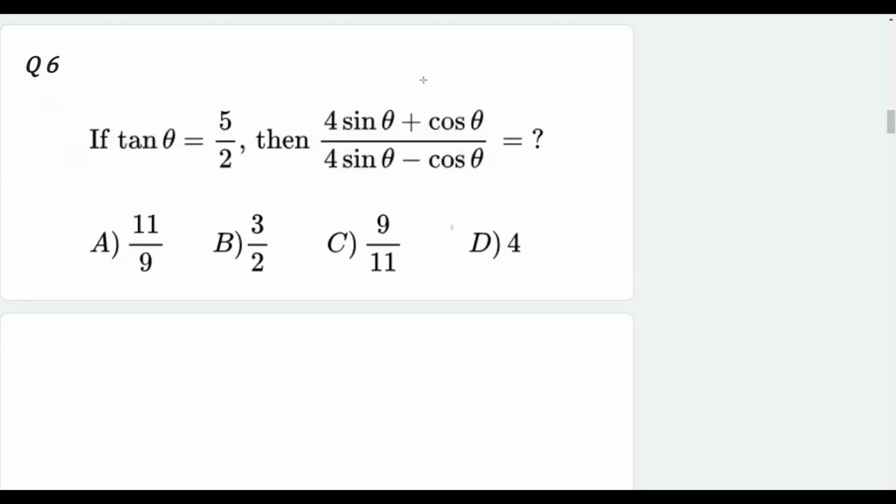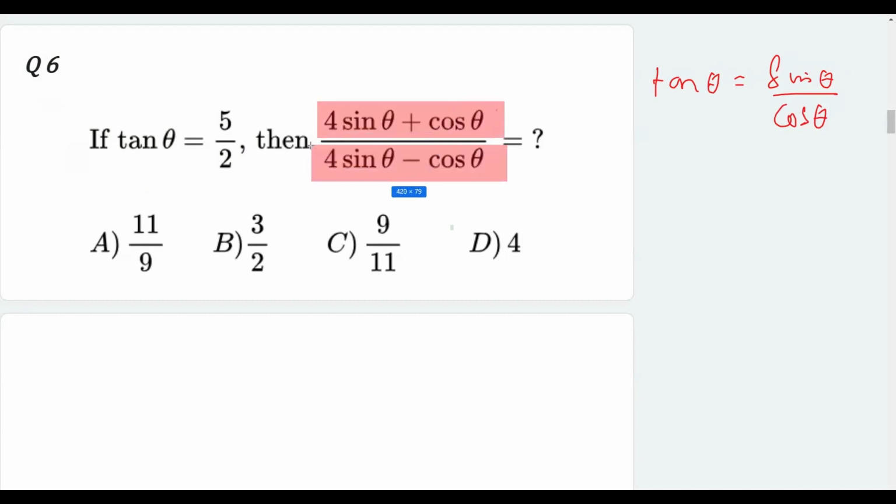Now check here, we know the relation for tan theta. Tan theta is equal to sine theta over cos theta. So we are going to use this relation here. What I can do is divide the numerator and denominator by cos theta, because sine over cos is tan.